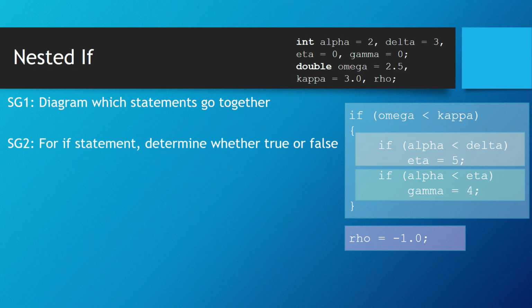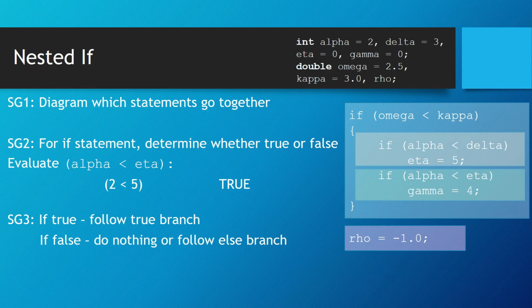The next sequential statement is another selection statement, so we will repeat. We evaluate if alpha is less than eta. Alpha is assigned the value 2. Notice that eta has the value assigned to it from the previous if statement. Eta is assigned the value 5. 2 is less than 5, so the statement is true. So we again follow the true branch, and gamma is assigned the value of 4.